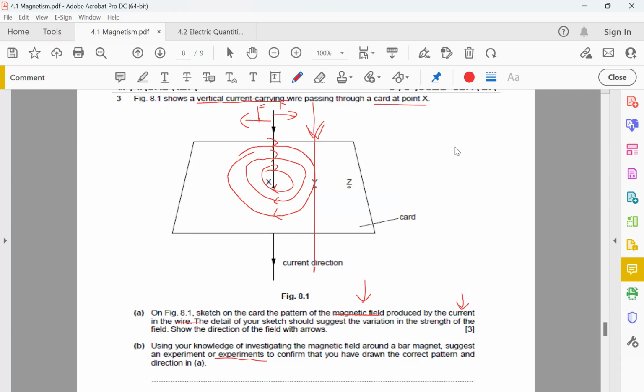Why, when I insert a wire at Y, oh. Okay, interesting. Because it cuts the magnetic field lines. What cuts the magnetic field lines?